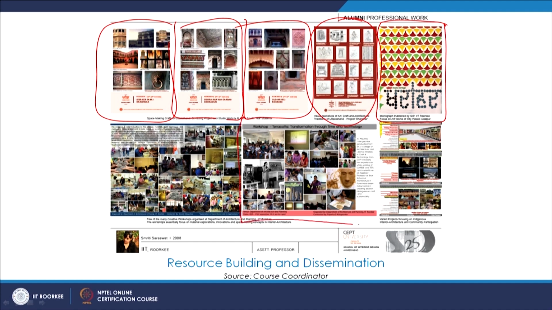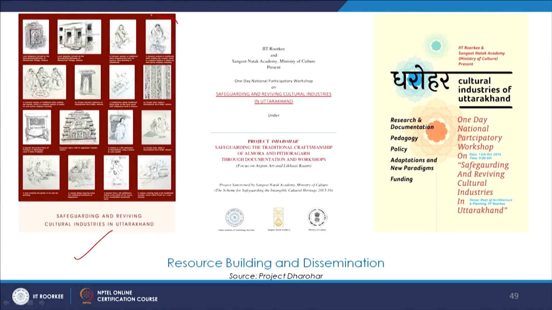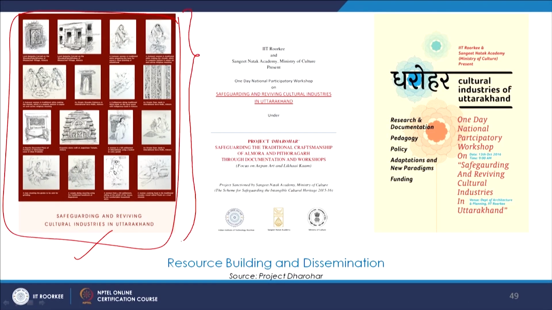And again, the workshops that we saw in one of the previous modules, there, plates and digital panels and portfolios which are made and exhibited and put up on website. That's how they are disseminated. So here we see the cultural industries in Uttarakhand. This is the cover of a monograph. This is another event that happened. So all these resource building activities and dissemination, it happens here.